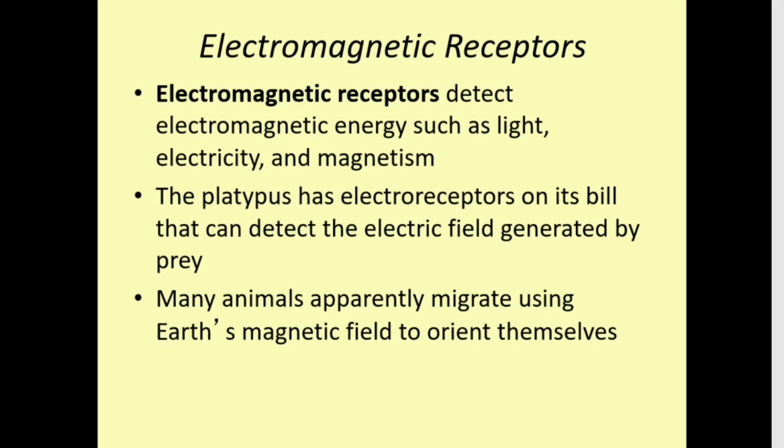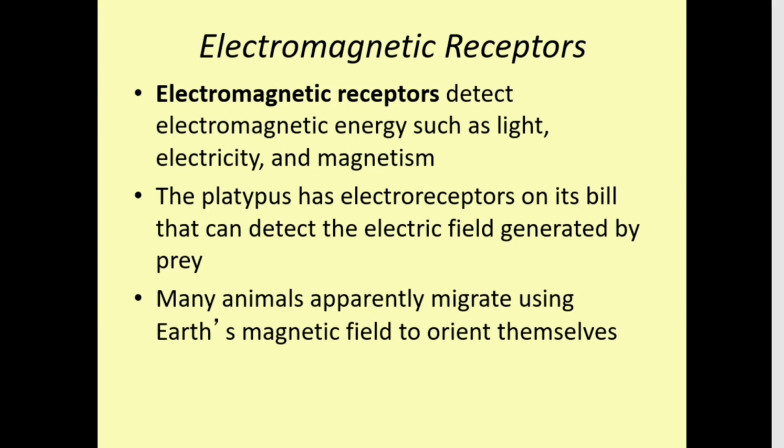Okay, the next one is electromagnetic receptors, and these detect electromagnetic energy such as light, electricity, and magnetism. There are lots of interesting animals that use electromagnetic receptors. An example here would be the platypus. It has electroreceptors on its bill that can detect the electric field generated by prey. Many animals will also use electric or electromagnetic receptors in the brain to be able to respond to the Earth's magnetic field, and this will help them to migrate.